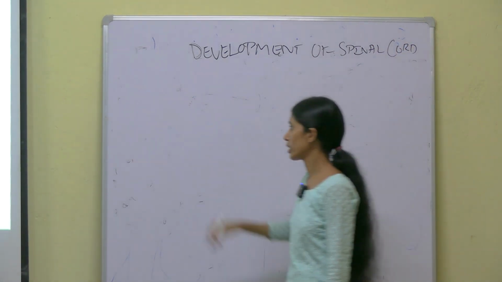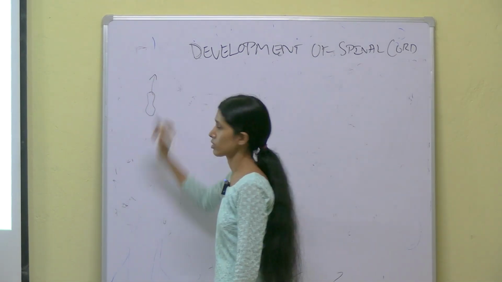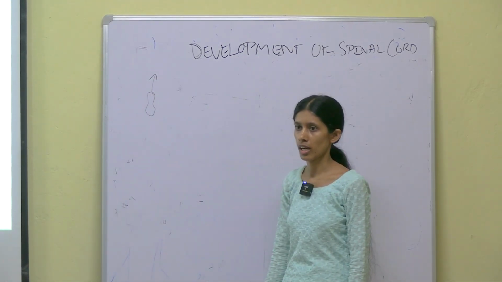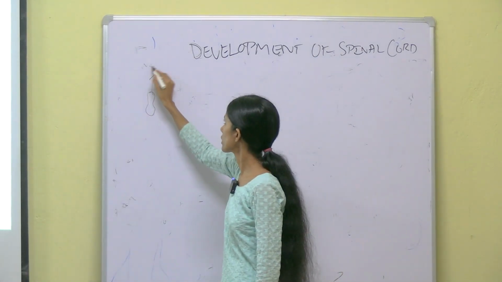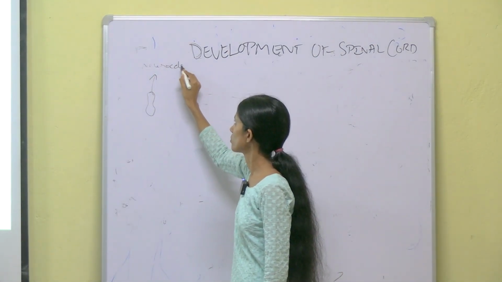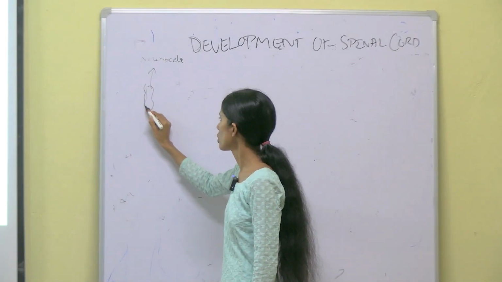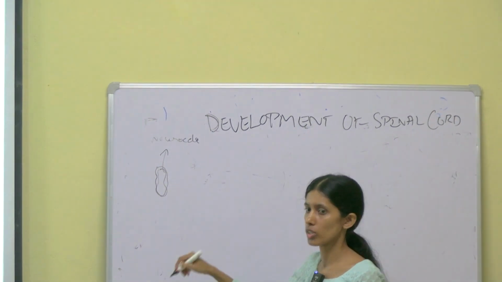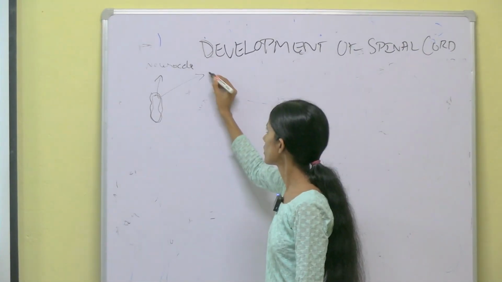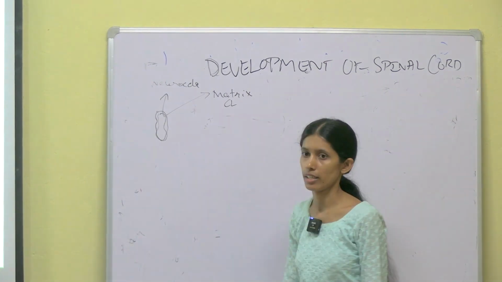Okay, so in the histogenesis we have seen, what is this structure called? The cavity like structure, it is called as neurocoel. Okay, and this cavity is lined by your pseudostratified columnar epithelial. These two structures will together form the matrix layer, matrix cell layer.